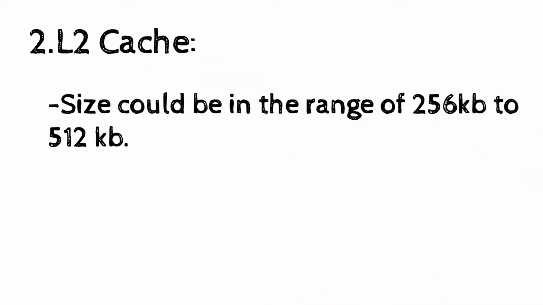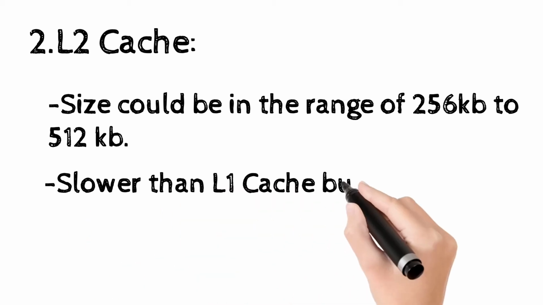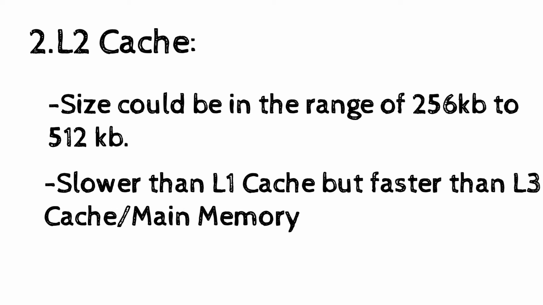L2 cache. The size could be in the range of 256 KB to 512 KB. It could be a part of the processor, but is mostly placed outside the processor. Each core of the processor can have its own L2 cache, or a common L2 cache could be shared by all cores of the processor. It is connected with the processor with a very high speed bus. It is slower than L1 cache but faster than L3 cache or main memory.